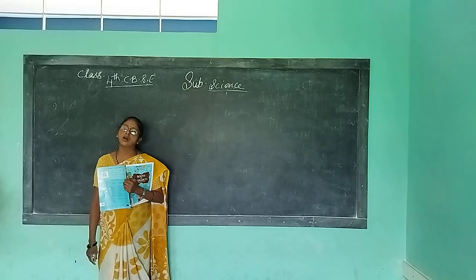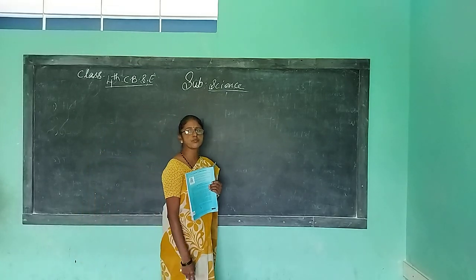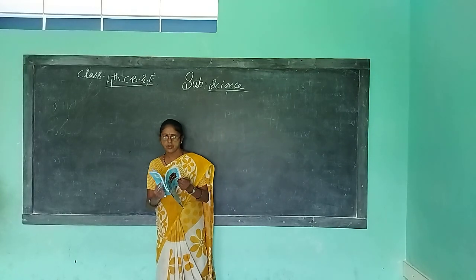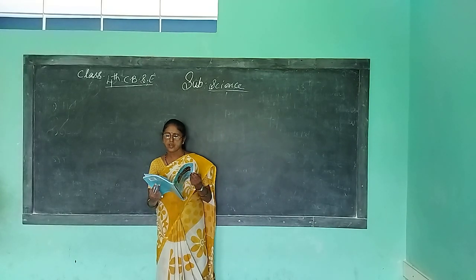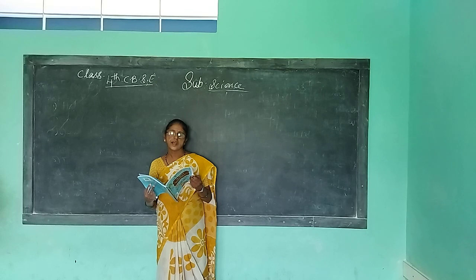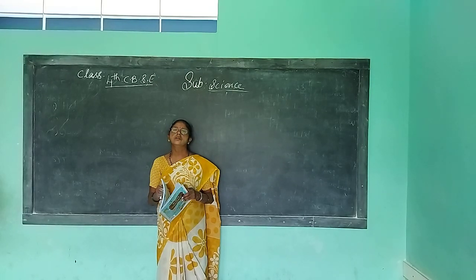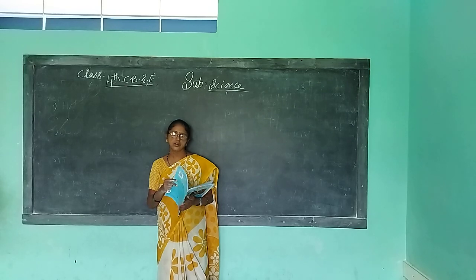So I have already explained two lessons. Now, children, the first lesson is Home of Different Plants and the second lesson is Valley of Flowers. Now this is the third lesson. Okay, children.